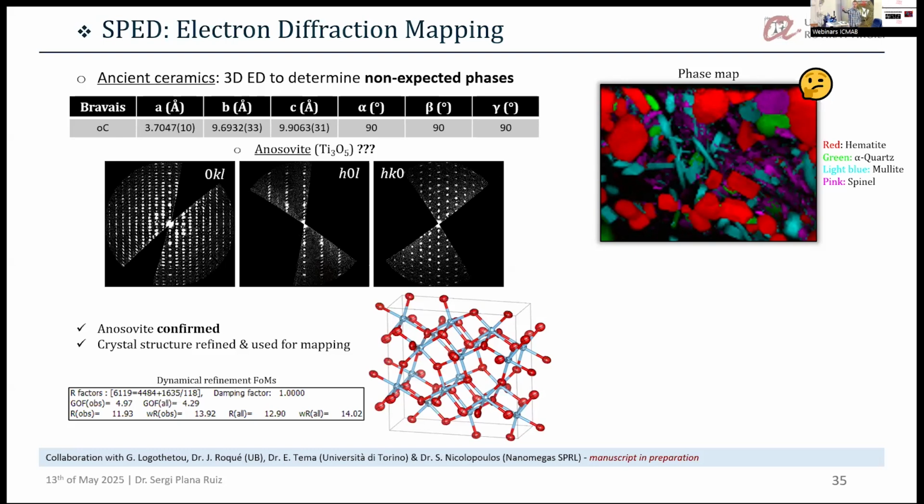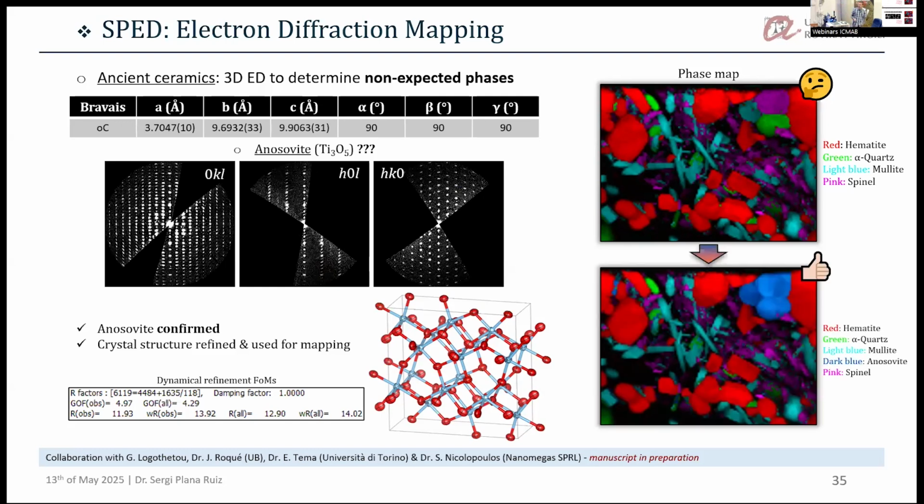We could confirm the structure by solving it and refining it dynamically. And then we use this structure as it is now to simulate this template of simulated patterns. And then finally, we could see that the program very nicely identifies these three different crystals that before were not so clear to be this phase. So you can combine the techniques in order to get a better picture of your materials.